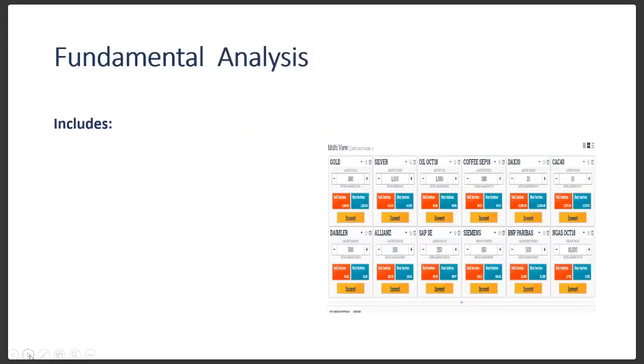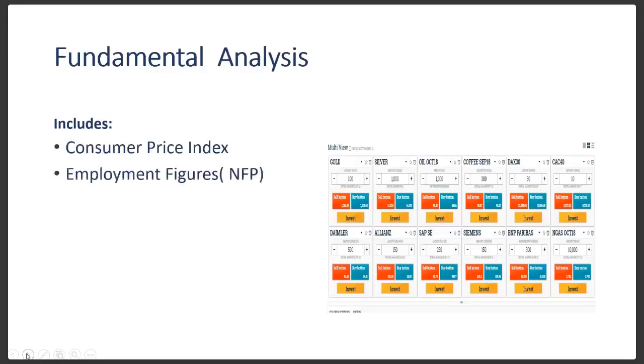Now, fundamental analysis includes what a lot of people call economic indicators. Okay, and economic indicators include the likes of consumer price index, employment figures, for obvious reasons, because obviously more people employed, things are going quite well. The non-farm payroll, the NFP being one in particular, which we'll talk a little bit more about in a bit.